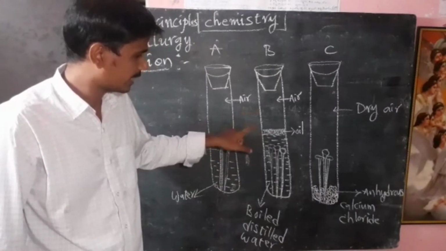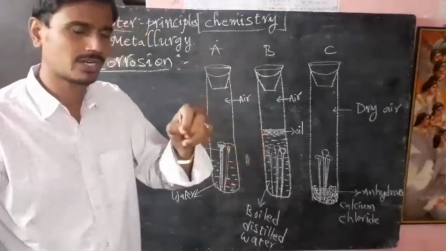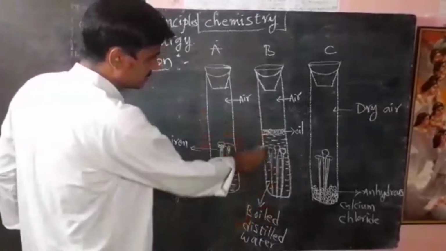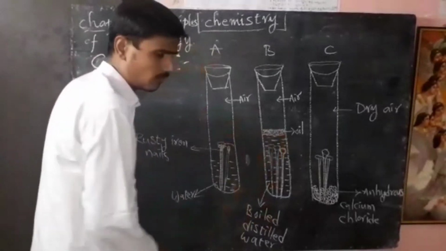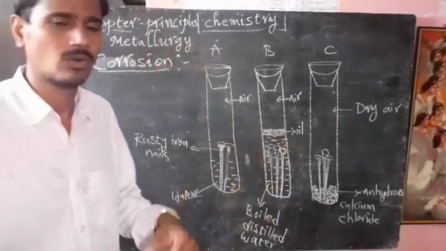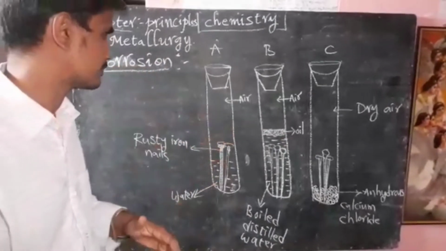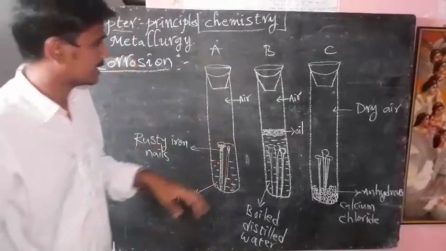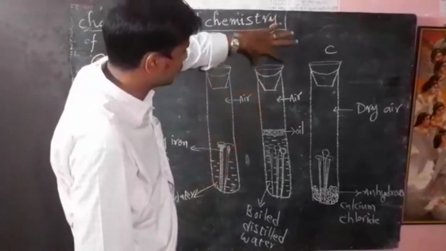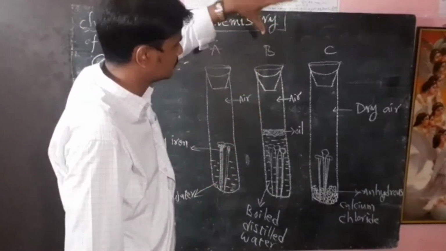After we have taken it, we have to add 2 or 3 drops of oil. So this is an oil layer. We know oil is less dense than water, that's why it floats on the surface of the water. The remaining space is air, then we have to cover the mouth of the test tube with a rubber cork.